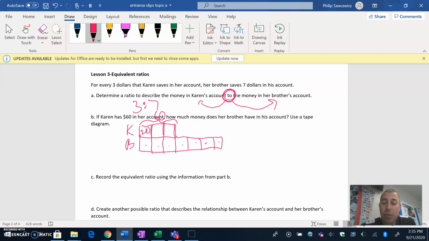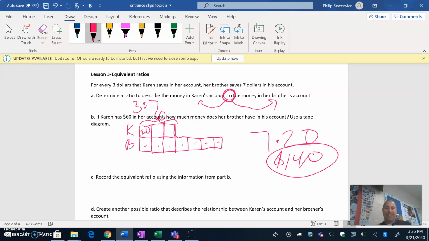So the question, though, is how much does her brother have? Well, how many boxes does her brother have? Well, 1, 2, 3, 4, 5, 6, 7. So there's 7 boxes. But wait, each box is worth 20. So this is where we're going to multiply that 7 times 20 because it's the repeat addition that's there. 7 times 20, $140. Yes, exactly. All right. So yeah, that's the idea here. So we're going to label the tape diagram. Okay. We're going to figure out how much each box is worth. And then we're going to use that information to answer the question.